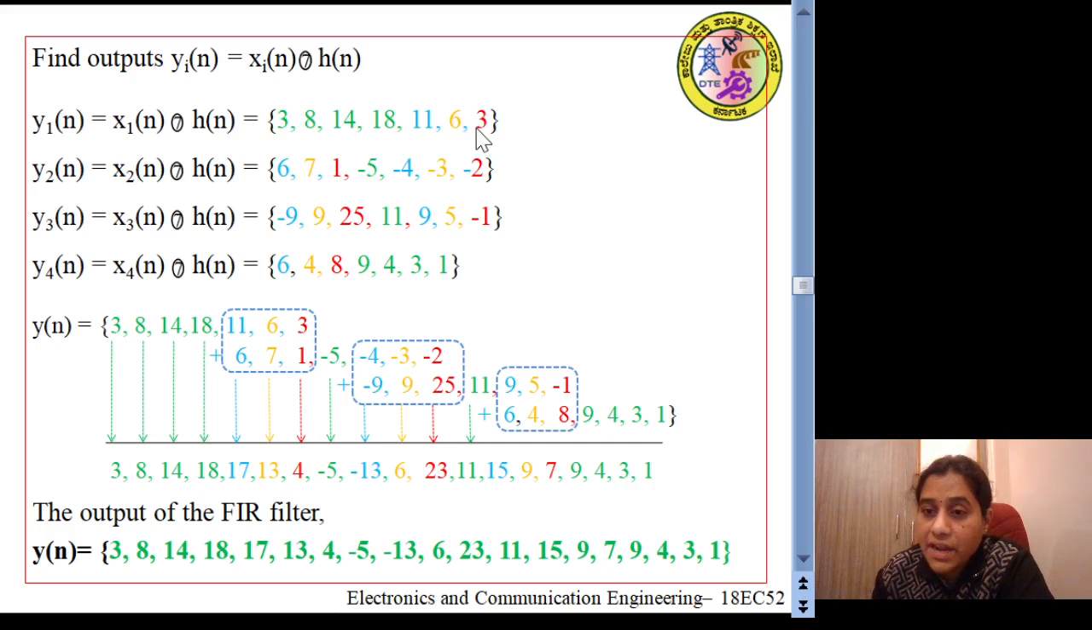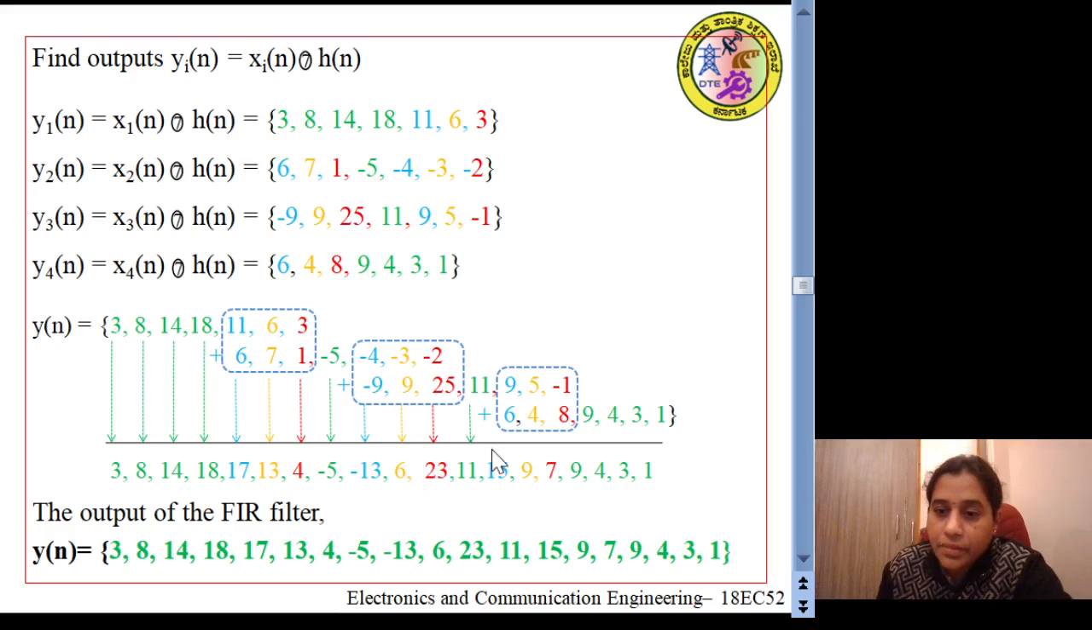The last M minus 1 samples are 11, 6, 3. The first M minus 1 samples of the second block are 6, 7, 1. These are coinciding and we add them. So 11 and 6 is 17. 6 and 7 is 13. 3 and 1 is 4. Minus 5 is not coinciding with anything, so we keep it as it is. Minus 4 and minus 9 is minus 13. Minus 3 plus 9 is plus 6. Minus 2 plus 25 is plus 23.